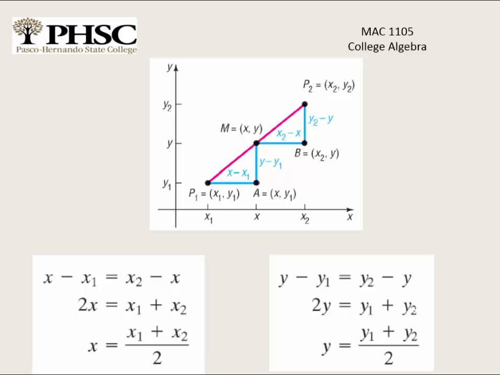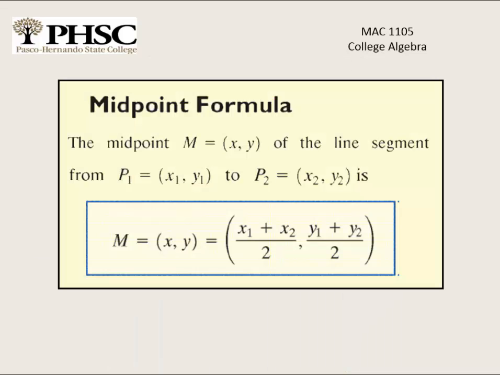Now we can do the same thing with the y. So the distance between y1 and y2, if I were to divide that in half, so the distance between y1 and y is equal to the distance between y and y2. And again, we derive the same formula. So here it is in a more formal setting. The midpoint M with coordinates (x, y) of the line segment P1 to P2, where P1 is (x1, y1) and P2 is (x2, y2), is simply the average of the x coordinates and the average of the y coordinates.